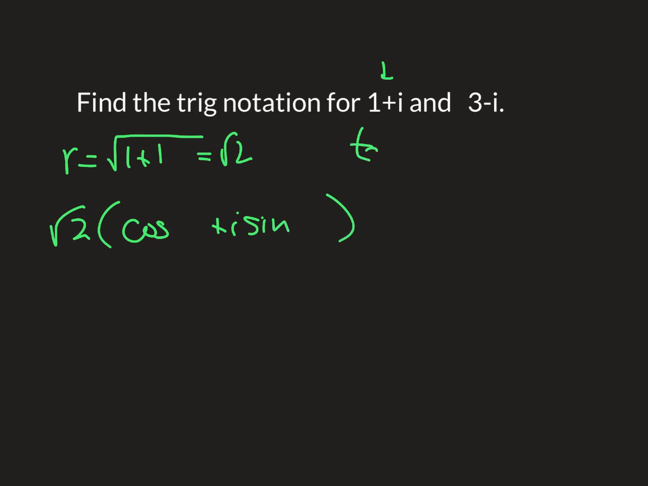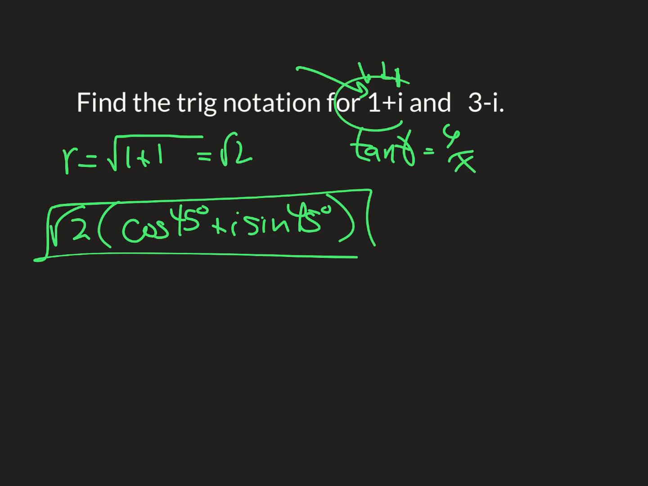Remember tangent way back in the day? Tangent is y over x. Don't forget that. That's y. There's our x, except not the i. So I'm going to go inverse tangent on my calculator because I'm looking for the angle. Inverse tangent of 1 over 1, which is just 1. Okay, inverse tangent 1, I get 45 degrees. And it is 45 degrees because it's in quadrant 1. They're both positive. So I'll put cosine 45, sine 45. Guys, that's it. That's the trig form of 1 plus i.